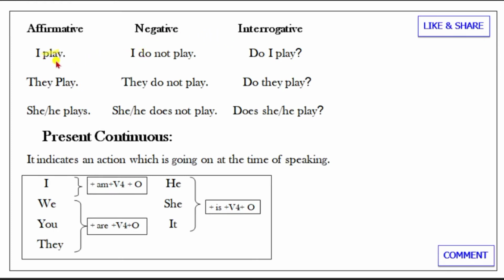Negative: here there is no helping verb, so how can we change it into negative form? Look here. I do not play. We have to use the helping verb do for constructing a negative sentence. Interrogative: do I play? So we have to construct like this.